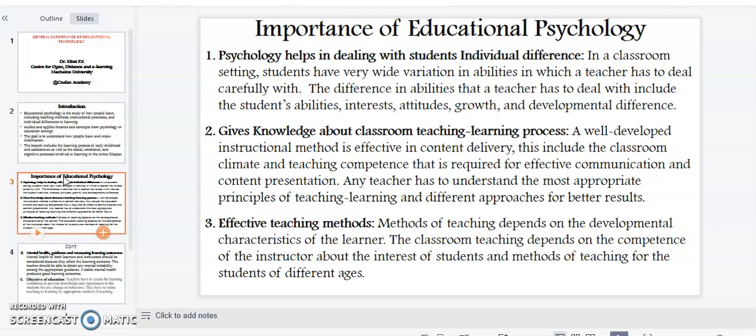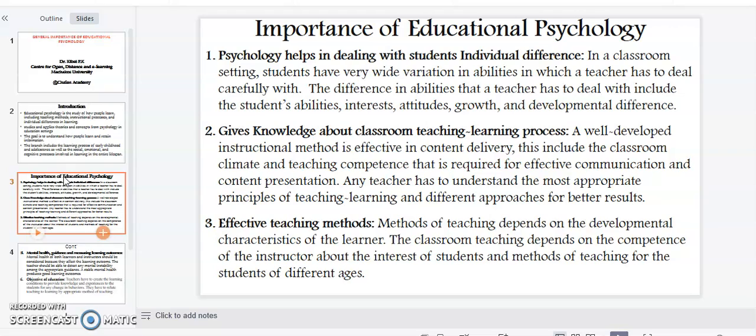Number 2, it gives knowledge about the classroom teaching-learning process. A well-developed instructional method is effective in content delivery. These include the classroom climate and teaching competence that is required for effective communication and content presentation. Any teacher has to understand the most appropriate principles of teaching and learning and different approaches for better results.